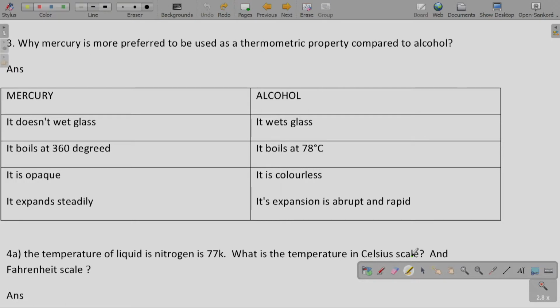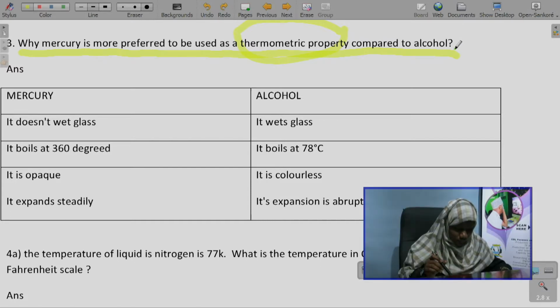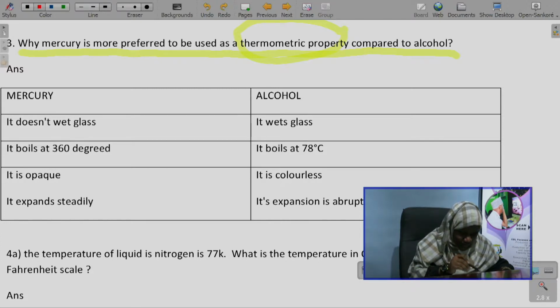Okay, the third question says, why is mercury more preferred to be used as a thermometric property compared to alcohol? The question wants us to give reasons why mercury is used instead of alcohol. What makes it the first choice instead of using alcohol?